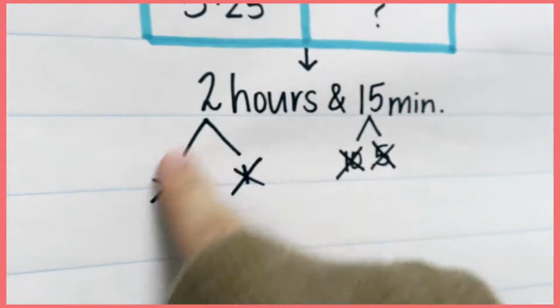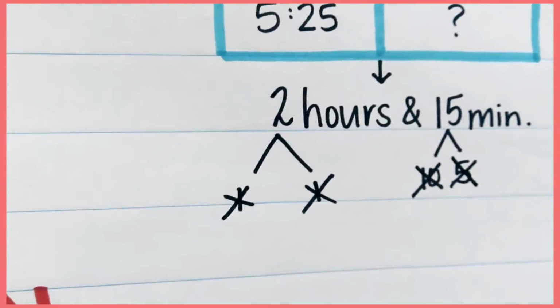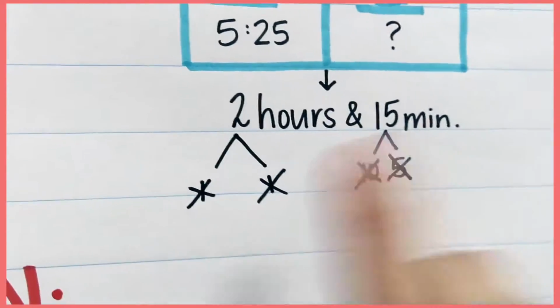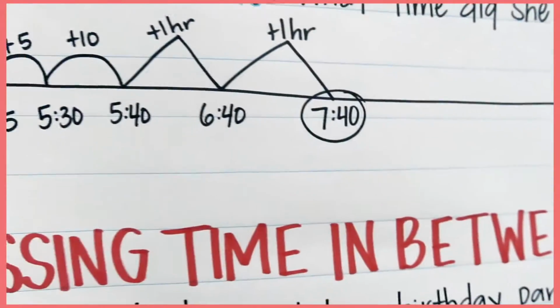Once they cross those both off, I have them separate the 2 hours instead of just jumping 2 straight hours. I like for them to do 1 hour and 1 hour so they know for sure.